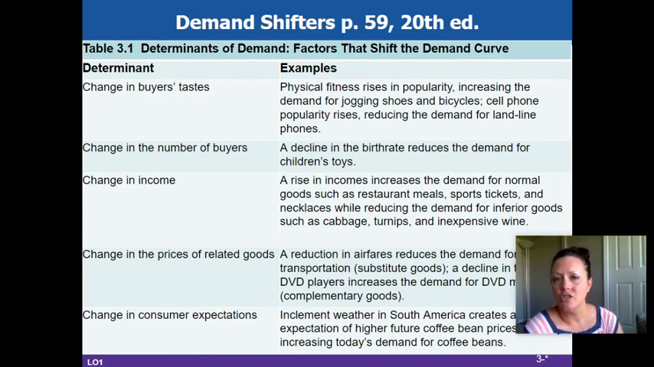The last one is a change in consumer expectations, and this is based on what we expect to happen in the future. It's a very important determinant because, for example, with the whole COVID crisis, people have been more conservative as far as what they're purchasing because they're not sure what's going to happen in the future. If the government and the media can inspire confidence, that will help the economy improve, and the opposite is also true.